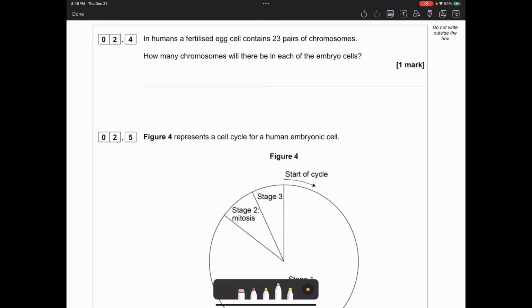2.4. In humans, a fertilised egg cell contains 23 pairs of chromosomes. How many chromosomes will there be in each of the embryo cells? So you've been told it's a fertilised egg cell, and remember, fertilised is after the process of the sperm fusing with the egg. So all the DNA is together, and you've got 23 pairs. So how many chromosomes in total are there going to be? Well, it's 2 lots of 23, giving you 46.